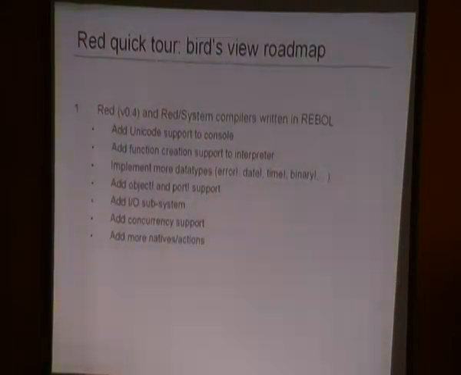So we also need to have more natives and actions to complete it. And once we've done that, we will have a quasi feature complete Red implementation, and we will bump the version to 0.4. After that, we'll start a new phase of the project. So version 0.4 will be a big milestone, probably the biggest milestone of the project since the beginning.